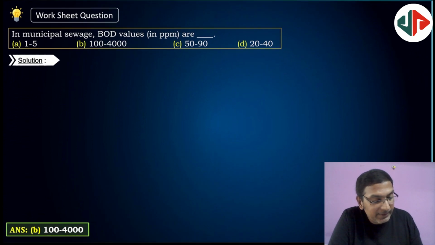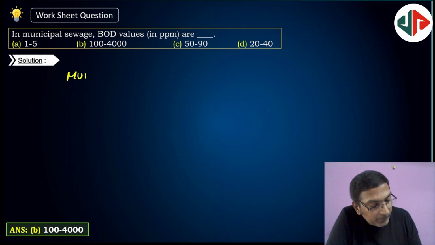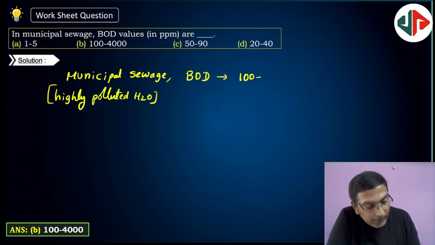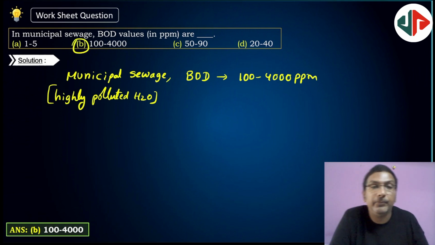So municipal sewage BOD value in ppm. Municipal sewage BOD value, highly polluted water. Highly polluted. Therefore BOD lies between 100 to 4000 ppm. So option B. Next.